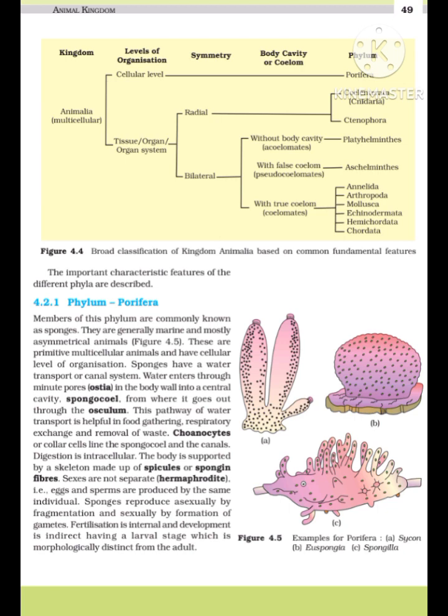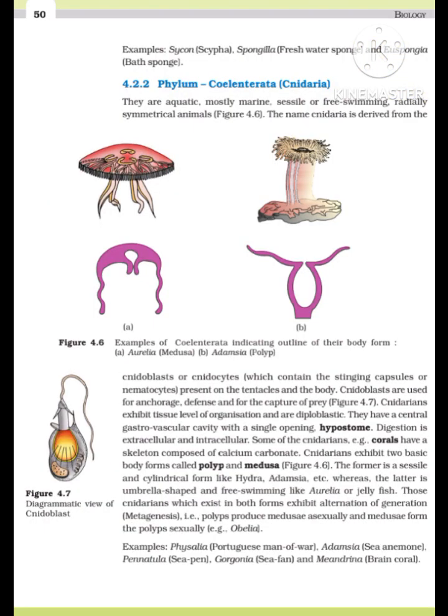Figure 4.5 Examples of Porifera: a. Sycon, b. Euspongia, c. Spongilla. Examples: Sycon, Scypha, Spongilla, freshwater sponge, and Euspongia, bath sponge.